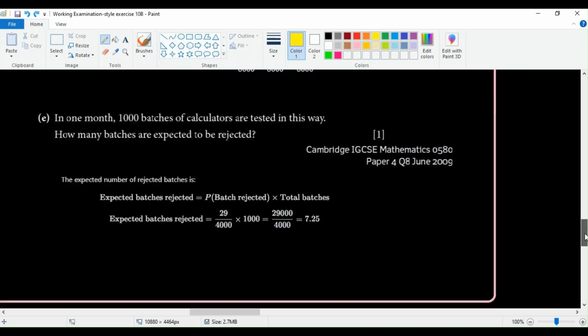Now comes the last part of this, which is a 1 mark question. In 1 month, 1,000 batches of calculators are tested in this way. How many batches are expected to be rejected? The expected number of rejected batches is the probability of a batch being rejected multiplied by total batches. In here, 29 over 4,000 is multiplied by 1,000 because 1,000 batches are there. So this is going to give you 7.25 as the final answer for this part of the question.